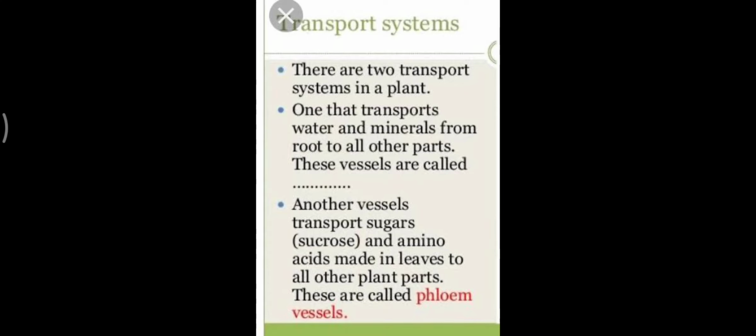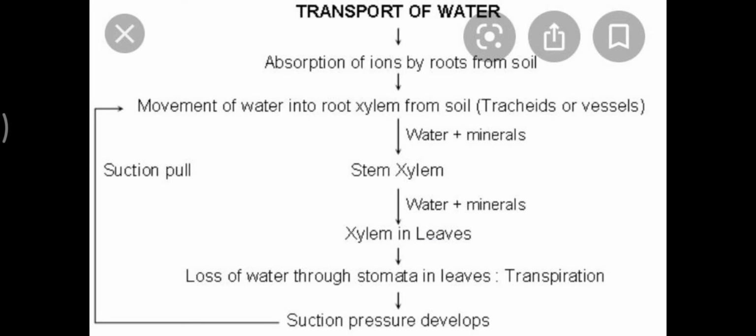Now, let us see the transport systems. Here are the two transport systems given. One is going to transport the water and minerals through the tracheids and vessels, and the other is going to transport the sugar and food from leaves to other parts, that is maintained by the phloem. Now let us see the transportation of water and mineral.